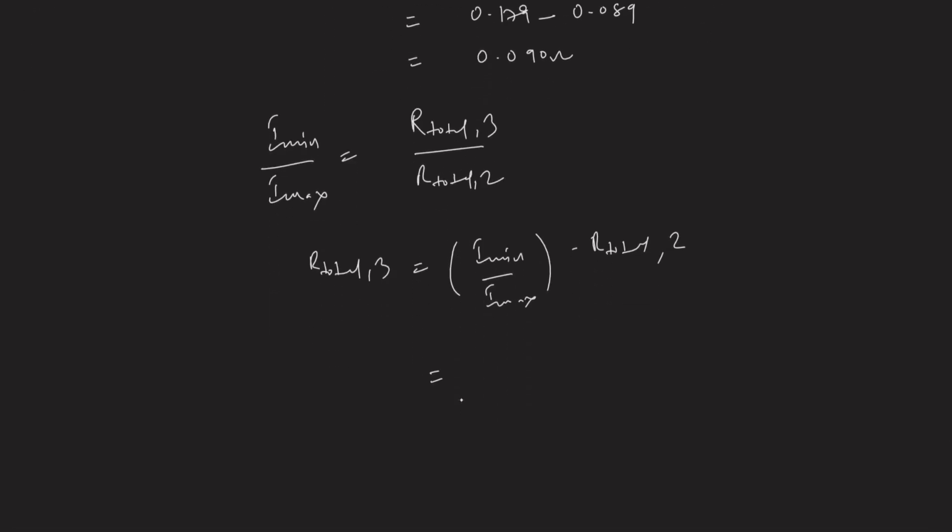It is 0.0445, so only 0.045. Okay, this 4 is not there. So from here can I write R3 is equal to R total comma 2 minus R total comma 3? This should actually come to 0.